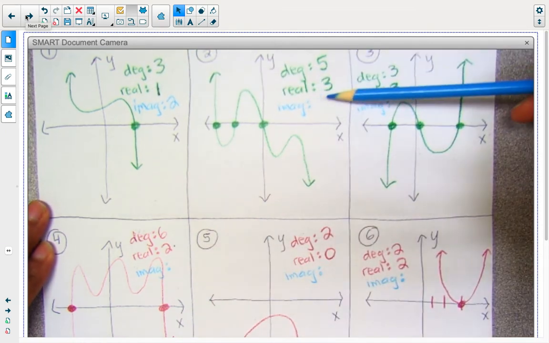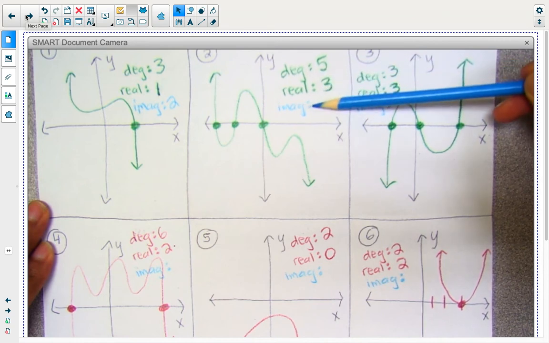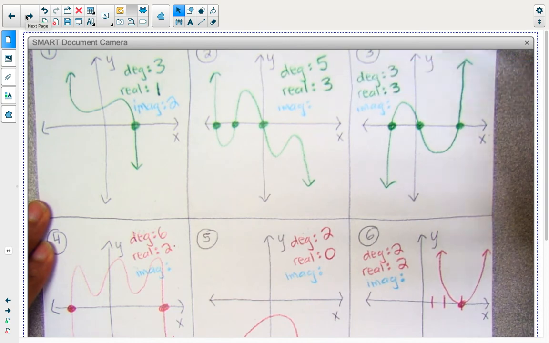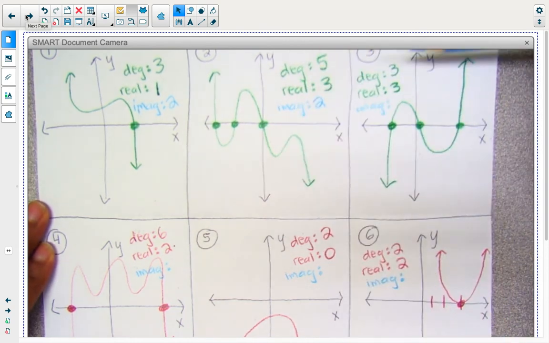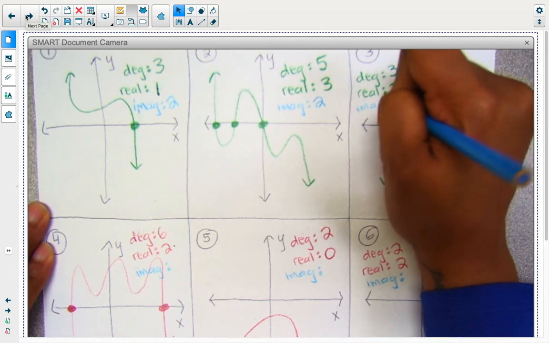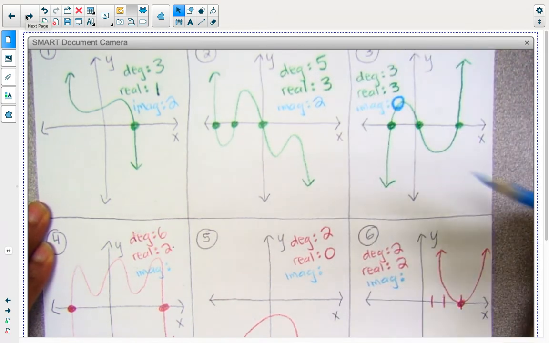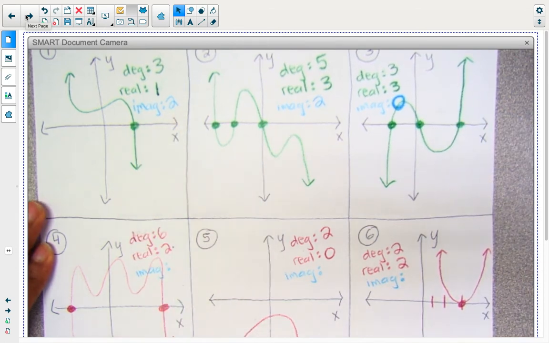Next, I need space here. I've already taken care of 3, so 3 plus something is going to give me 5. If you just subtract, it'll give you your imaginary solutions. I got 2. This one is a degree of 3. I've already used all 3, so this leaves space for no imaginary solution. So I have 0 imaginary solutions here, and number 1 and number 2 both have 2 imaginary solutions.